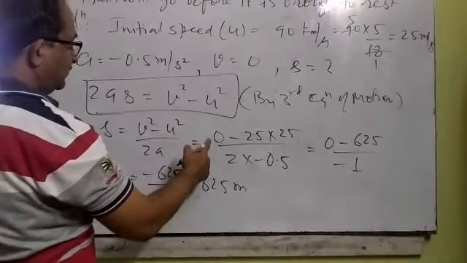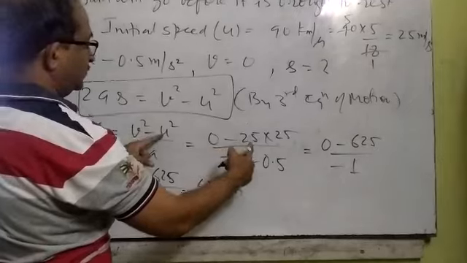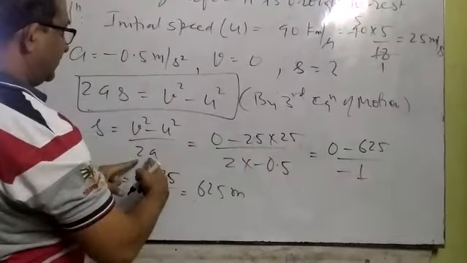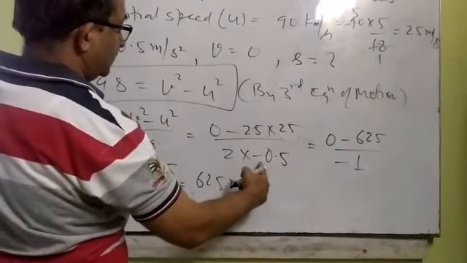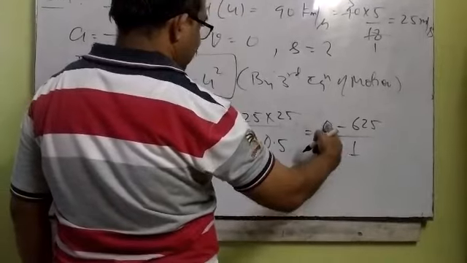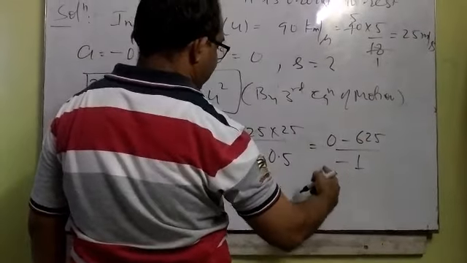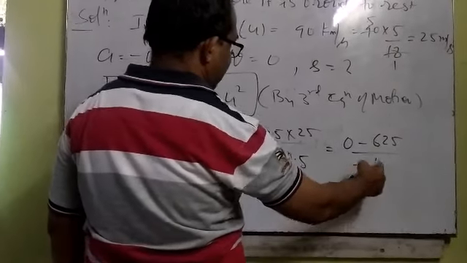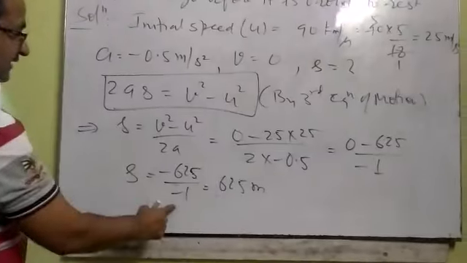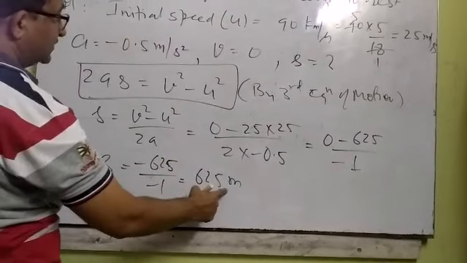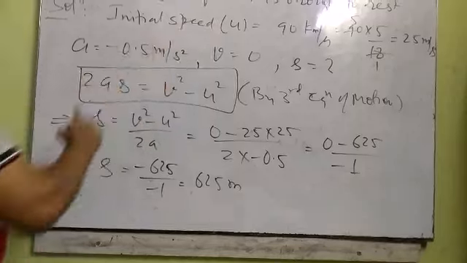Now place the value of v as 0. Place the value of u, which is 25. Since it is u square, so 25 into 25 divided by 2a, means 2 into minus 0.5. After calculation, 0 minus 625 upon minus 1, because 0.5 into 2 is 1. So minus 625 upon minus 1, it is 625 meter. So displacement is equal to 625 meter covered by the train.